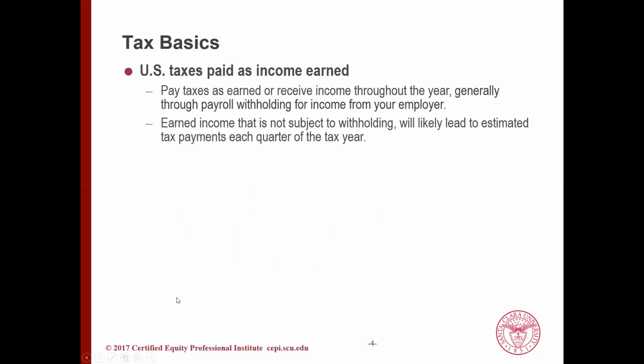As you earn income, you pay taxes generally through payroll deductions, meaning the company will withhold the taxes. If the withholding is not enough, or if there is no withholding, as in the case of capital gains, then the individual may need to make estimated tax payments during the year.